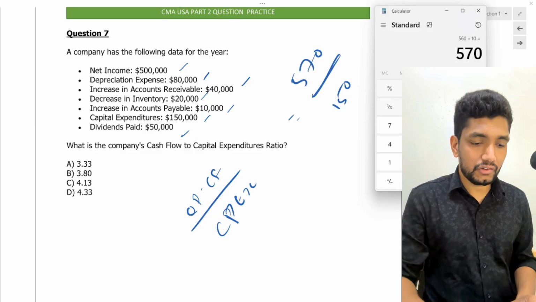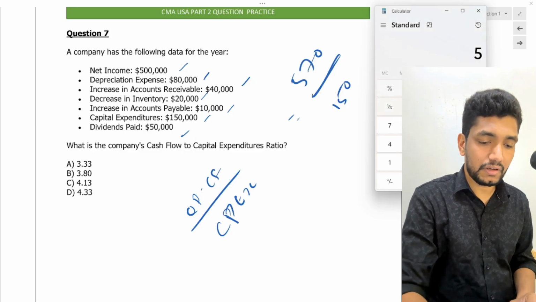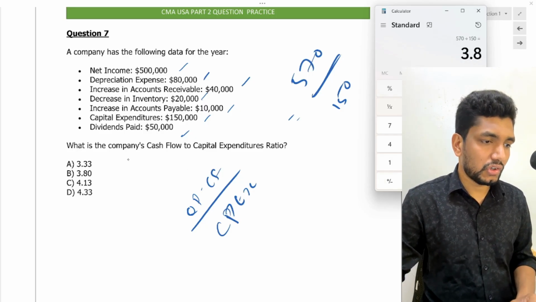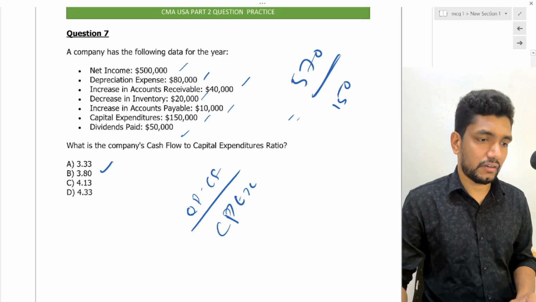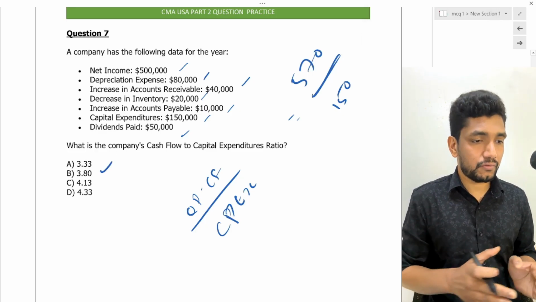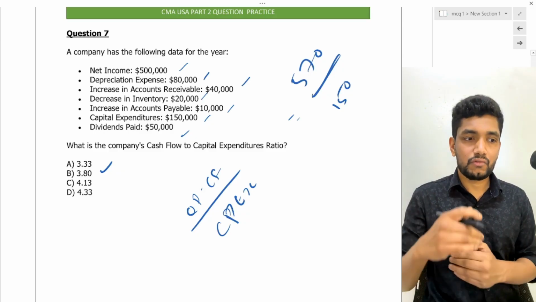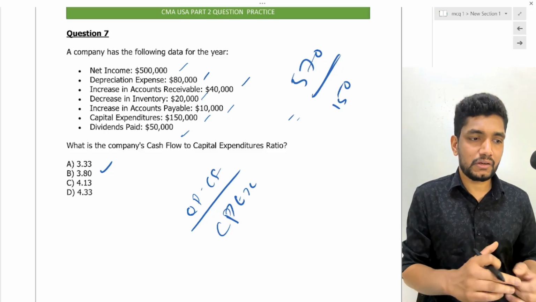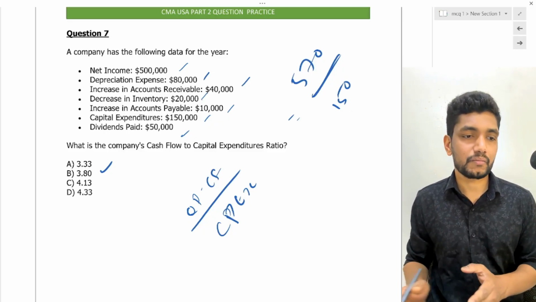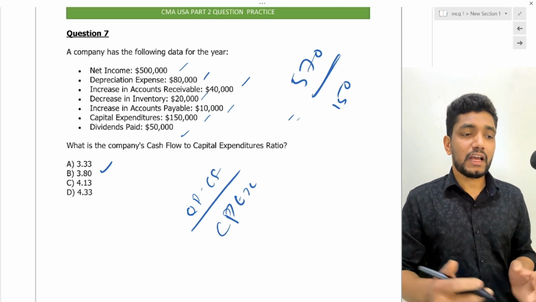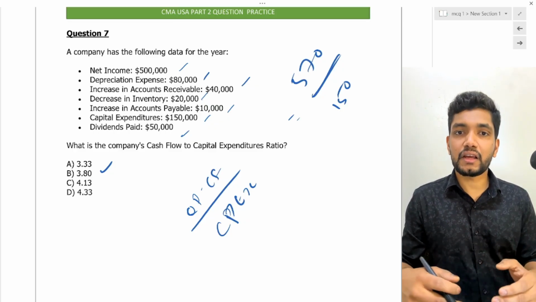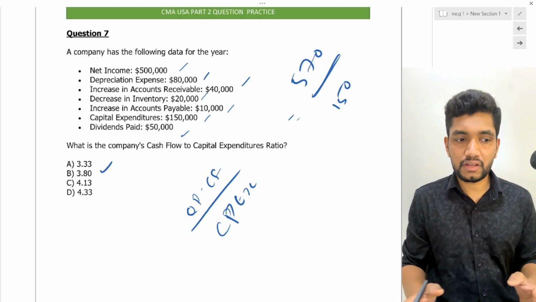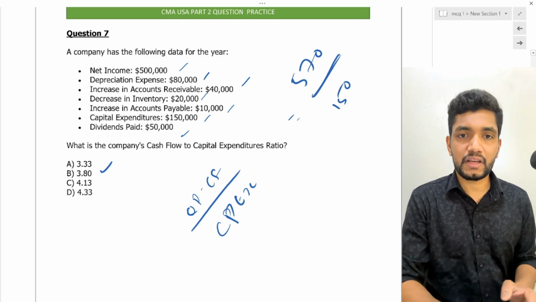So let's calculate the ratio, that is 570 divided by 150. That is 3.8. So option B, 3.8, is correct. So for the cash flow to capital expenditure ratio, first you have to calculate the operating cash flow and divide that by the capital expenditure. The cash flow to capital expenditure ratio is telling you how many times you can cover your capital expenditure using your own operating cash flow.